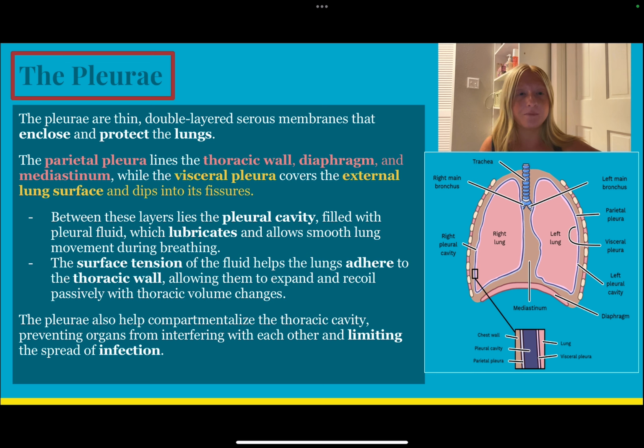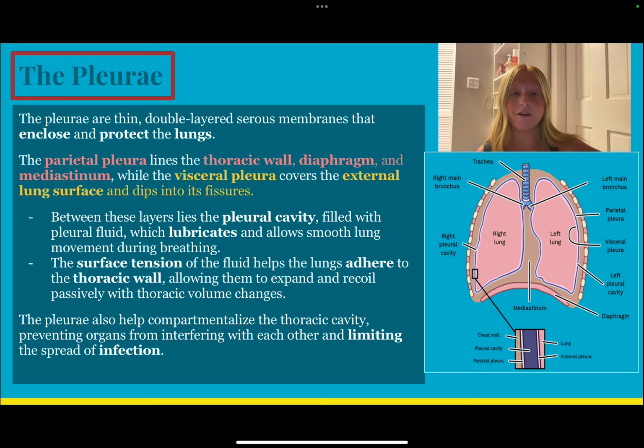The pleurae. The pleurae are thin, double-layered serous membranes that enclose and protect the lungs. The parietal pleura lines the thoracic wall, diaphragm, and mediastinum, while the visceral pleura covers the external lung surface and dips into fissures. Between these layers lies the pleural cavity, which is filled with pleural fluid. This lubricates and allows smooth lung movement during breathing.